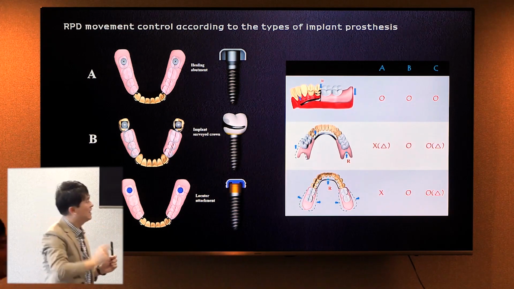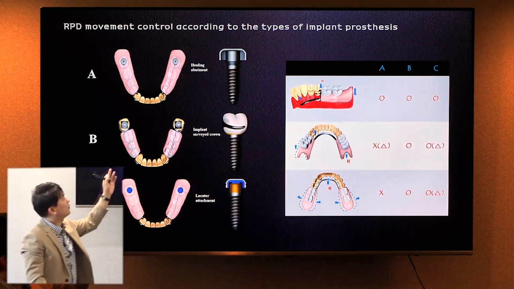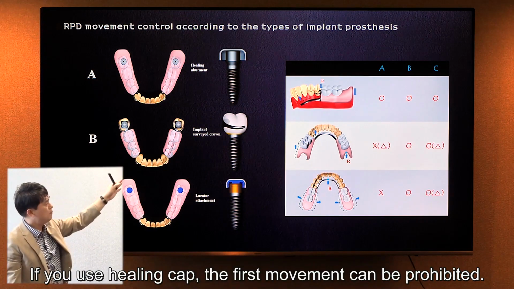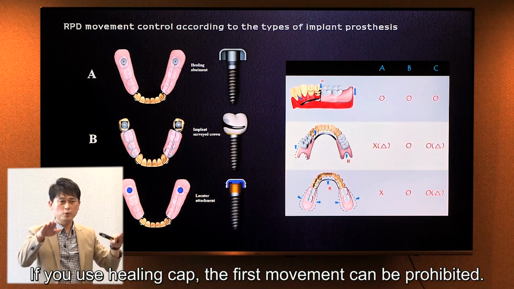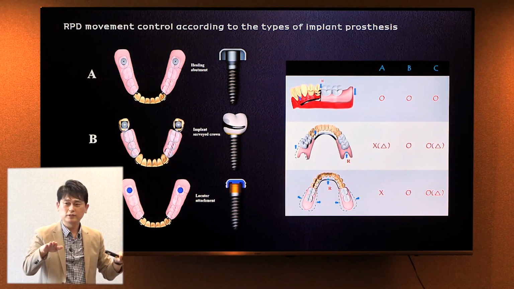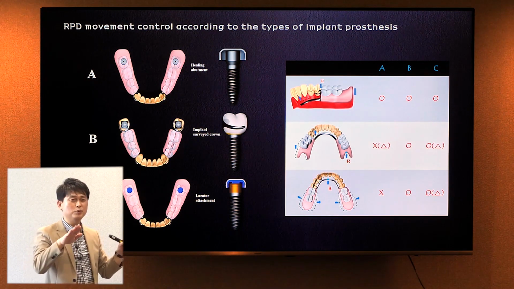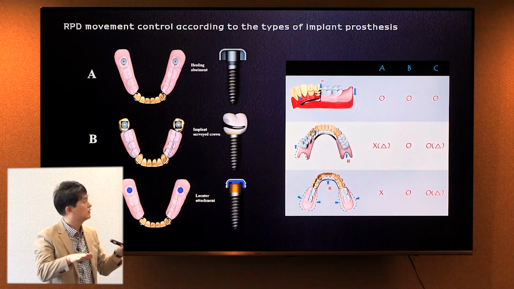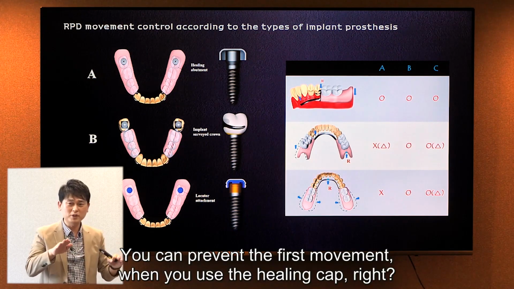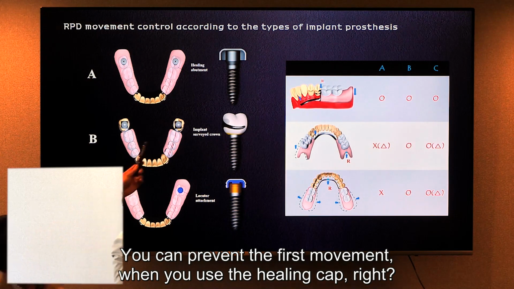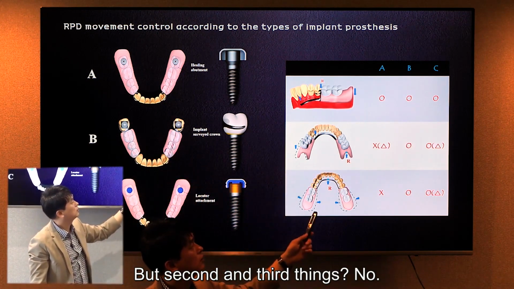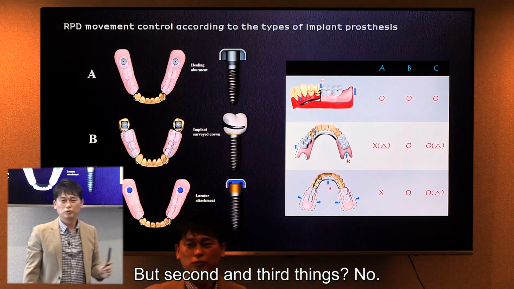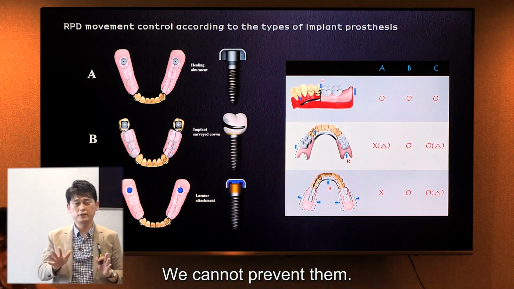Understand? Yes, I will show it next time. So if you use the healing cap, the vertical movement can be prohibited. You can prevent vertical movement when you use the healing cap, right? Do you understand? But the second and third movements, we cannot prevent.